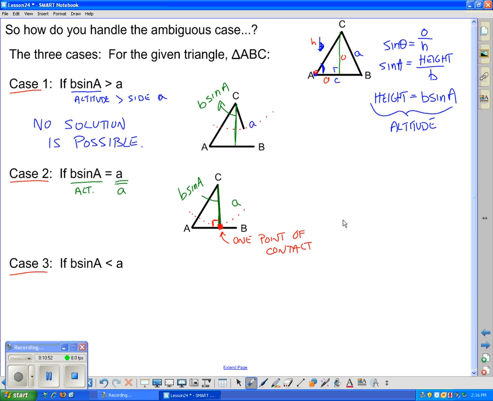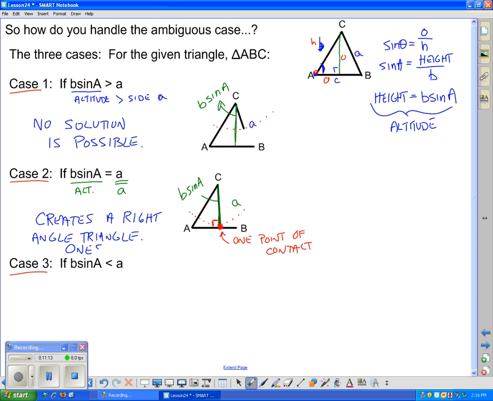And this situation is actually just as preferable as the first one. First one's nice because you're done if you can prove that. But this one, it creates a right angle triangle. And there's only one solution.